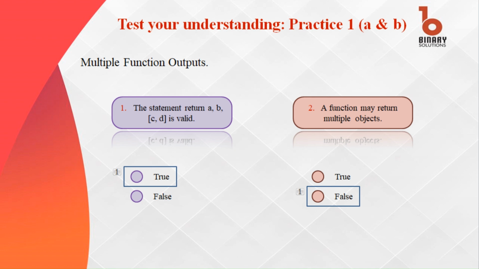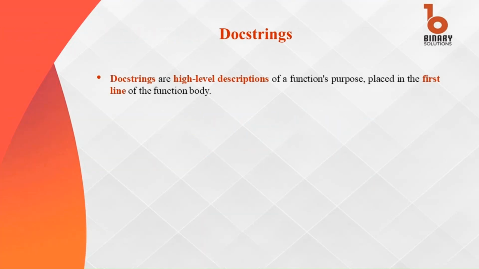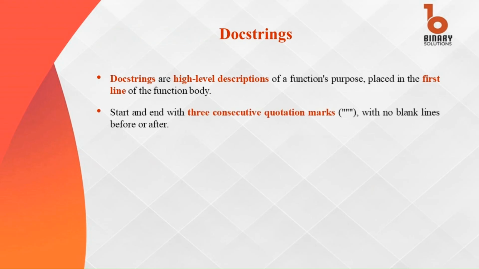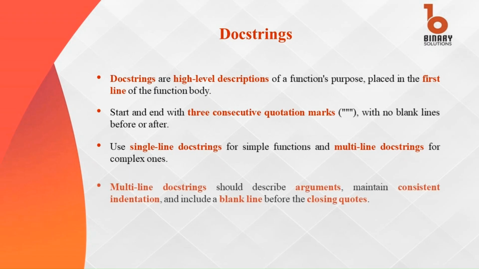Let's dive into the concept of docstrings. Docstrings provide a concise explanation of a function's purpose and are written at the beginning of the function body. They are enclosed in triple quotes, with no blank lines before or after the docstring. For straightforward functions, single line docstrings are used, while more detailed functions require multi line docstrings. Multi line docstrings should describe the function's arguments, maintain consistent indentation, and include a blank line before the closing triple quotes.